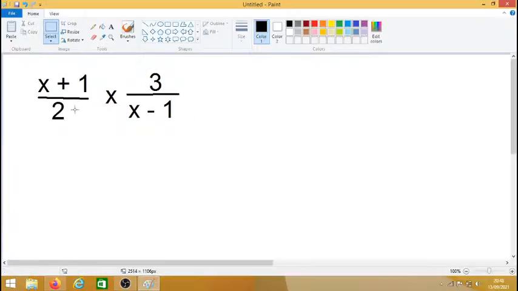So we've got x plus 1 over 2 times 3 over x squared minus 1. So any common factors? It doesn't look like it. 2, 3, they're different. x squared is different. That's x plus 1. That's x squared minus 1. Doesn't look like there's a common factor. If you can spot one, let me know.